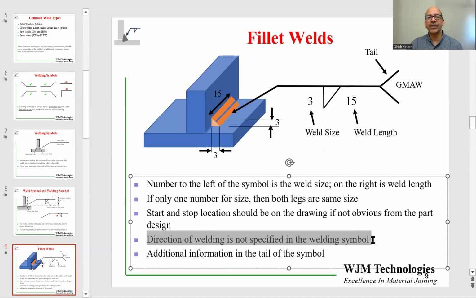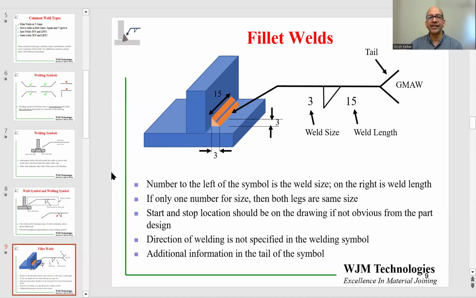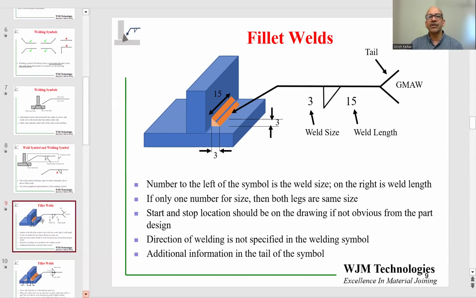Also not in the welding symbol is direction of welding. Do we want to start on the left and end at the right, or start on the right and go back? Or if it's a long weld, do we do it in segments? All of that information is not in the welding symbol. That has to be in the process document. So there is some information on the welding symbol, but not all.